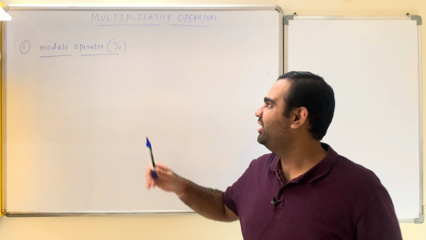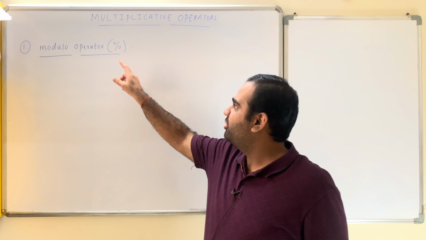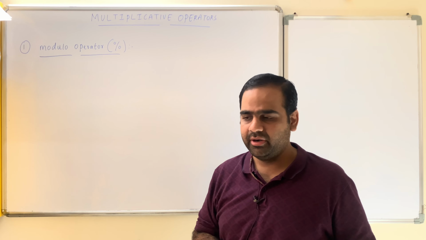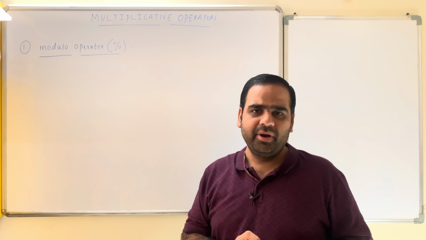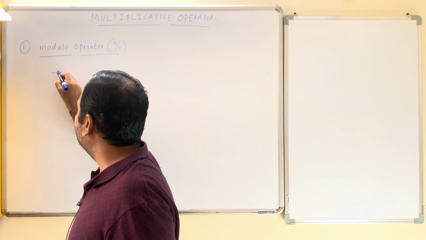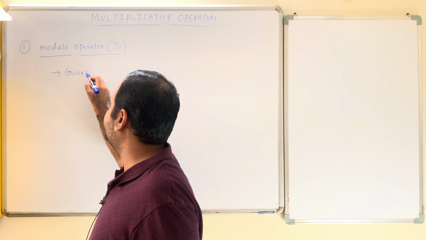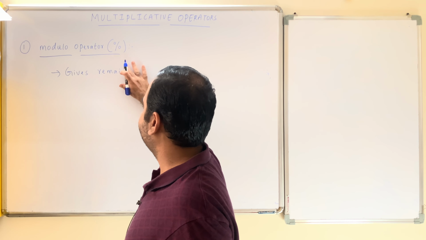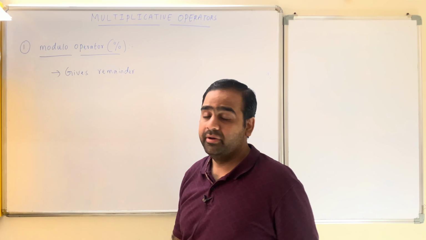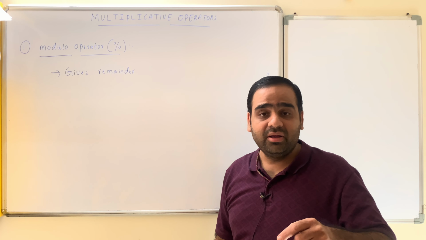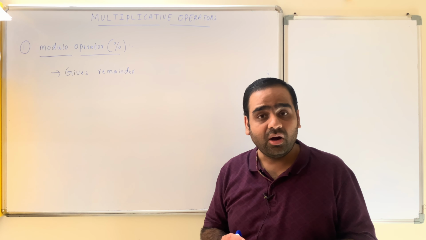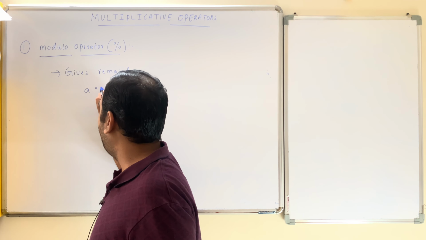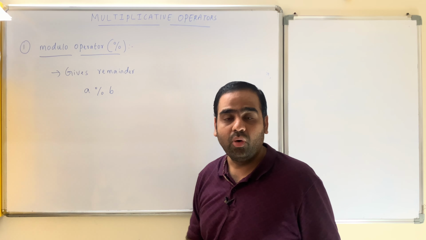Let us discuss the modulo operator. This percentage symbol is the symbol for the modulo operator. Now what does this modulo operator do? It gives the remainder. This modulo operator is a binary operator. Sir, how do we write this modulo operator? We write it as A modulo B.